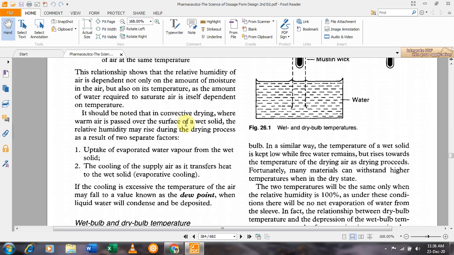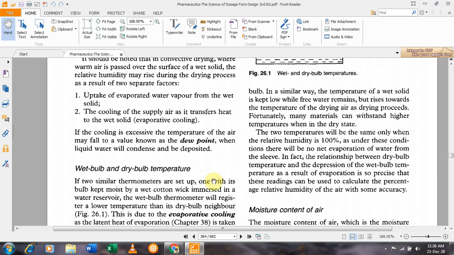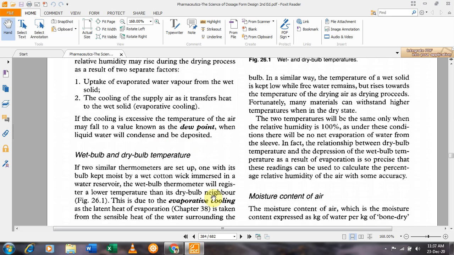It should be noted that in convective drying, where warm air is passed over the surface of a wet solid, the relative humidity may rise during the drying process as a result of two separate factors. The first one is uptake of evaporated water vapor from the wet solid. The second one is the cooling of the supply air as it transfers heat to the wet solid, that is evaporative cooling. If the cooling is excessive, the temperature of the air may fall to a value known as the dew point, when liquid water will condense and be deposited, and that point is termed as dew point.